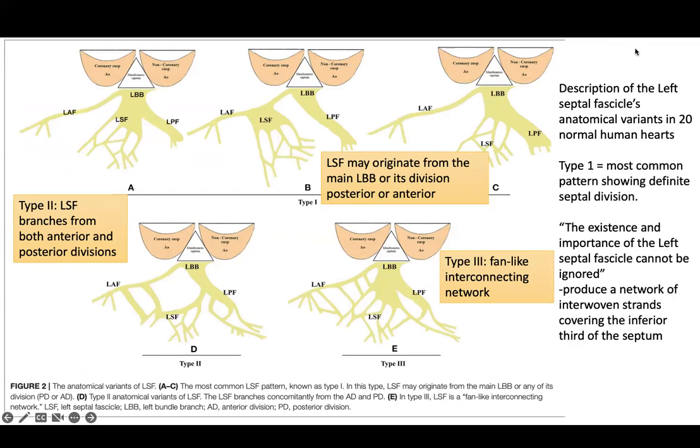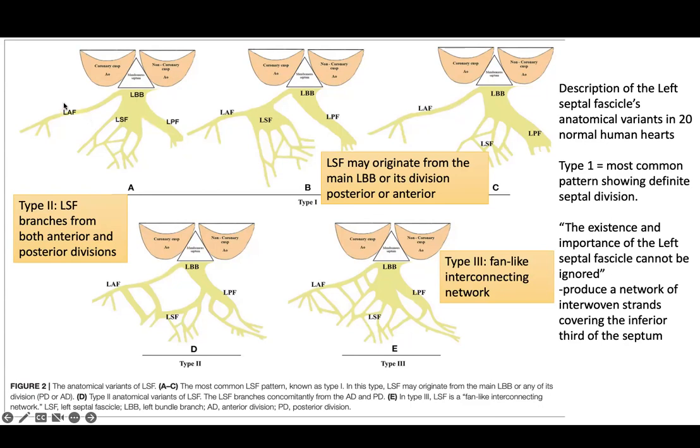Feel free to jump in, but it was a really neat anatomical variations. So in this group, they looked at about 20 human patients, about what their fascicles actually look like anatomically, the variations. In the first type, type 1, there are 3 different subgroups, where the left septal fascicle has its own origin, either from the trunk of the left bundle, the left anterior fascicle, or even the left posterior fascicle.